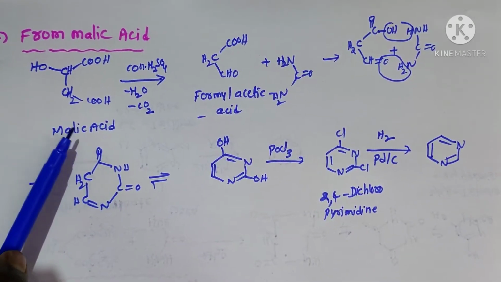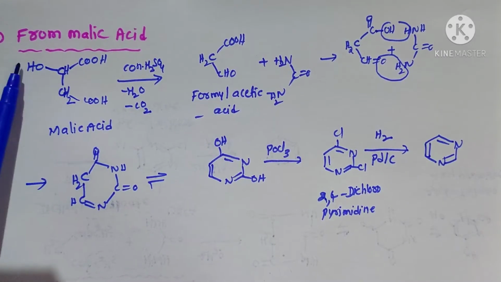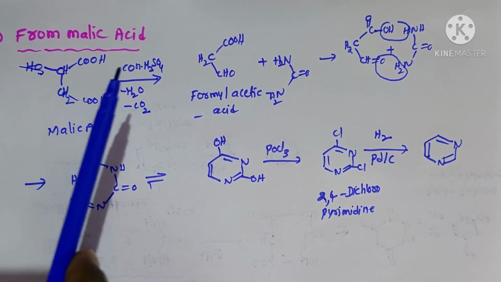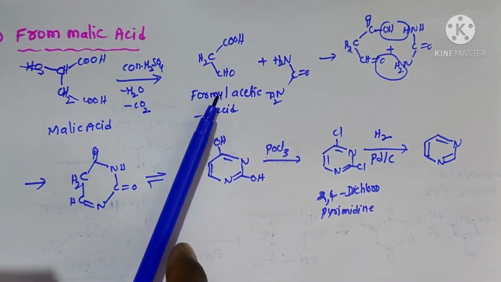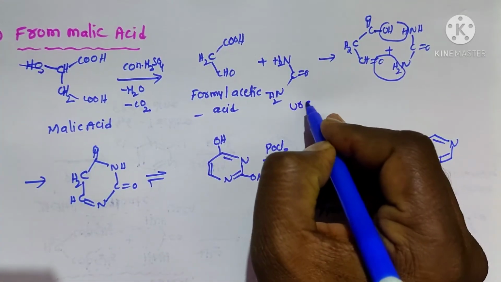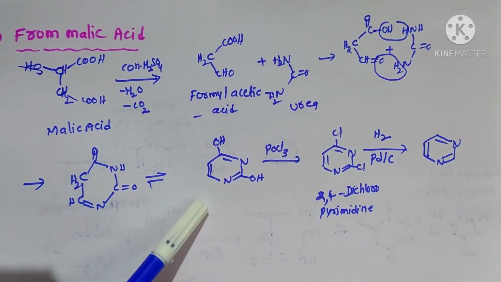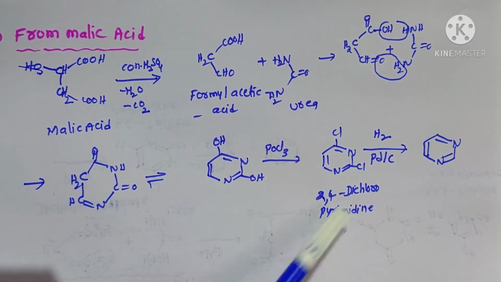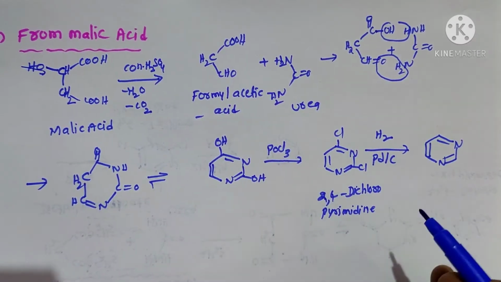Malic acid. Malic acid can be considered as the product of succinic acid. If we remove one hydrogen from succinic acid and substitute a hydroxy group, that becomes malic acid. On treatment with concentrated H2SO4, it gives us formyl acetic acid. Formyl acetic acid on treatment with urea, NH2CONH2, we get 2,4 dihydroxypyrimidine. This on treatment with phosphorus oxychloride gives us 2,4 dichloropyrimidine. This on reduction with hydrogen gas in the presence of palladized carbon gives us pyrimidine.